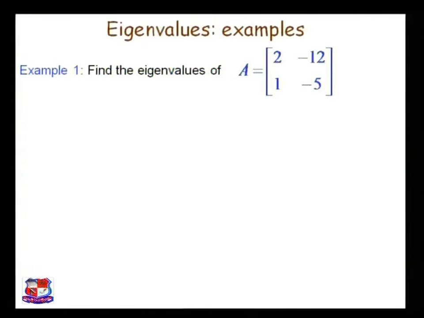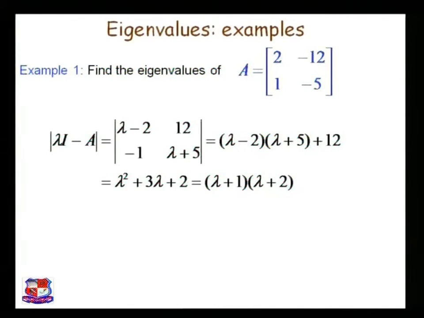The question is, find the eigenvalues of the matrix A equal to [2, -12; 1, -5], right? As we discussed, the characteristic equation is the determinant of A minus lambda I equal to 0. Since the right-hand side is 0, we can also use lambda I minus A, both are the same thing. So here I have taken the determinant of lambda I minus A, which is [lambda minus 2, 12; minus 1, lambda plus 5]. This is lambda I minus A. If we take A minus lambda I equal to 0, then we will also get the same answer, right?